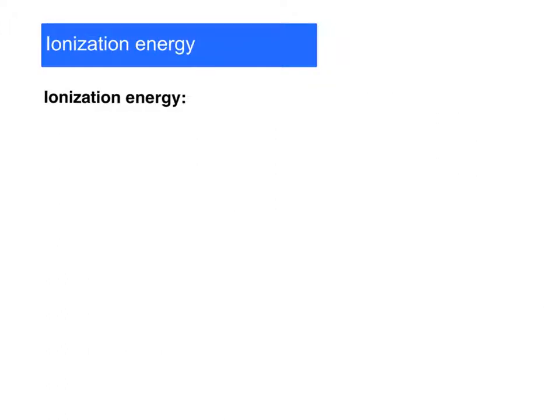So we're going to get smaller as we go across the periodic table. The next trend we're going to talk about is ionization energy, and ionization energy is the energy that's needed to remove one electron from an atom when it's in the gaseous state. So removing one electron from the atom, the tighter the electron is held, the harder it's going to be to remove the electron.